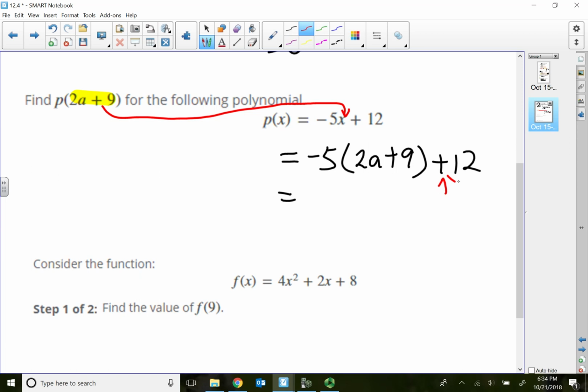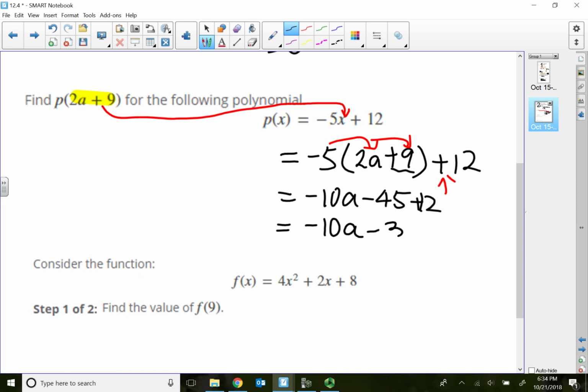The plus sign outside the parentheses separates two terms. My first term has parentheses, so that reminds me to distribute. -5 times 2a is -10a. -5 times +9 is -45. And I still have my +12 back here. Combine like terms: this is still -10a, and -45 plus 12, with different signs we subtract, so that should be -33. That's my answer. This one was substituting an expression for the variable.